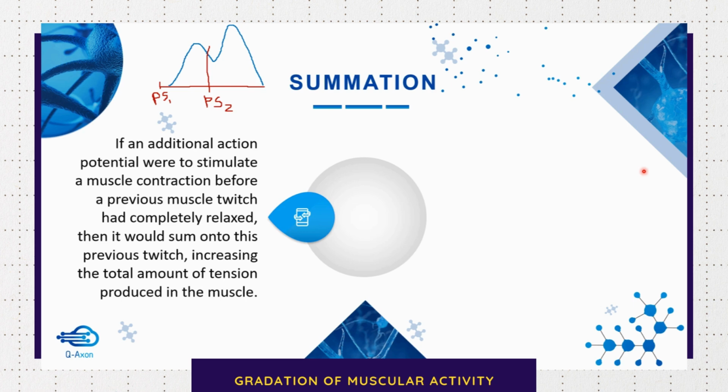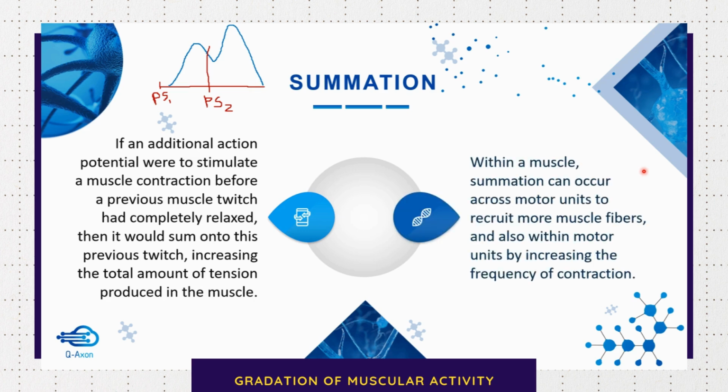Now this is very important when you want to sustain a contraction. For example, if you're lifting an object and you want to sustain the effort, then there are more and more action potentials arriving. So before the muscle fiber relaxes completely, the next contraction is already on. So the contraction is maintained like that, and that is what enables you to sustain the contraction.